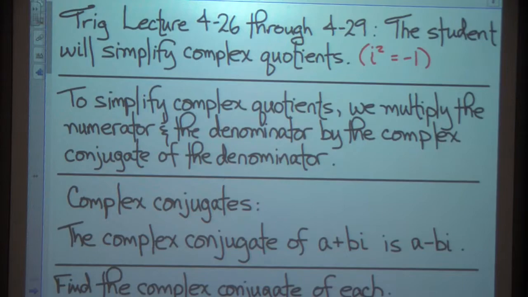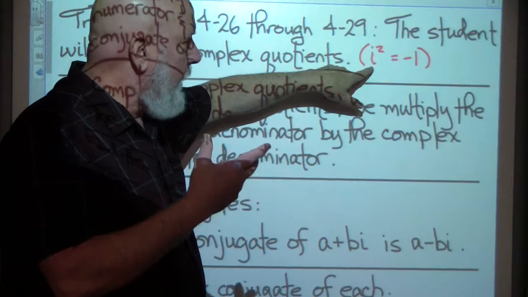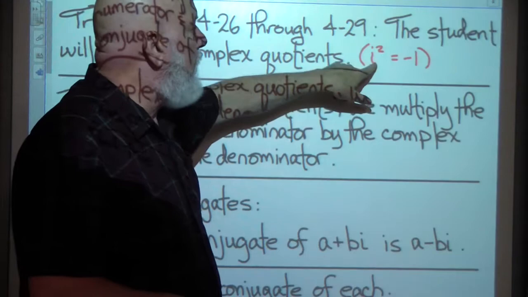Trig lecture 426 through 429. That's 4 days. Student will simplify complex quotients. Going back to Algebra 2, where we talked about imaginary numbers, I want to make sure that you guys in Trig have the idea of dividing complex quotients, dividing complex numbers.